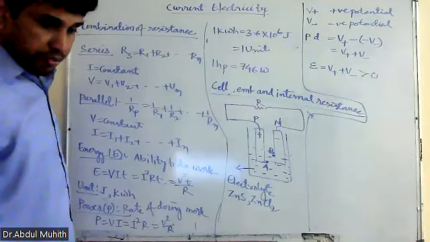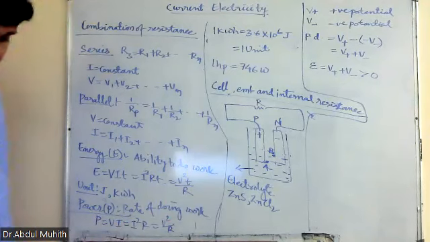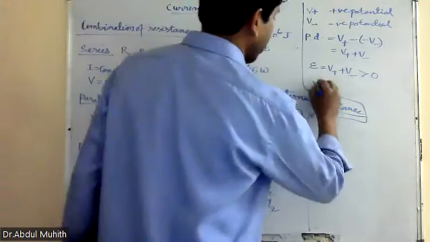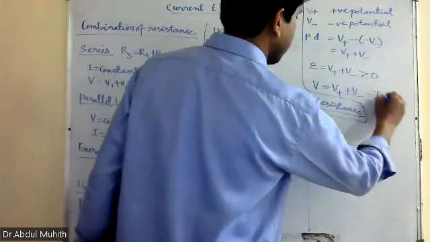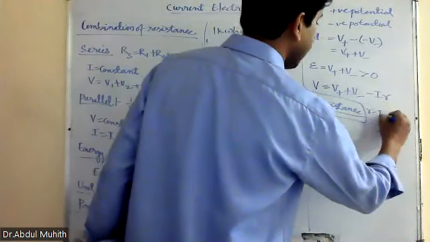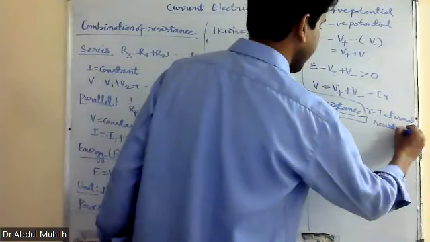Now what happens here? We have V is equal to the total voltage. The total voltage is equal to what? V plus V minus IR. What is R? R is said to be internal resistance. Again, what is the definition of internal resistance? That also I will write.